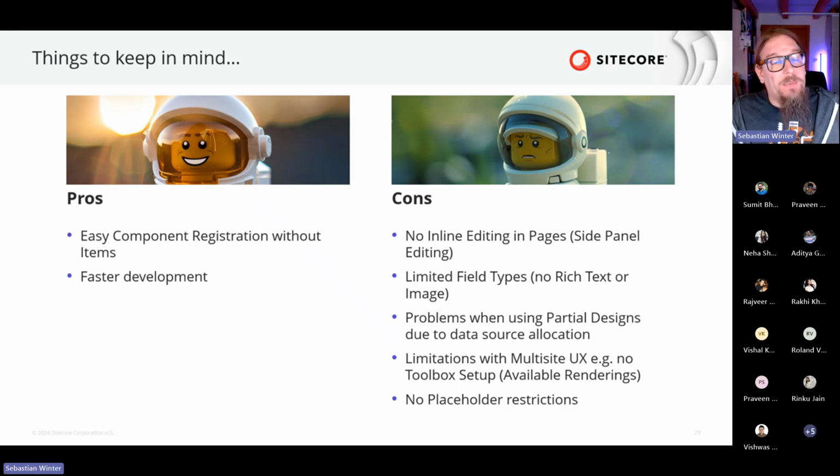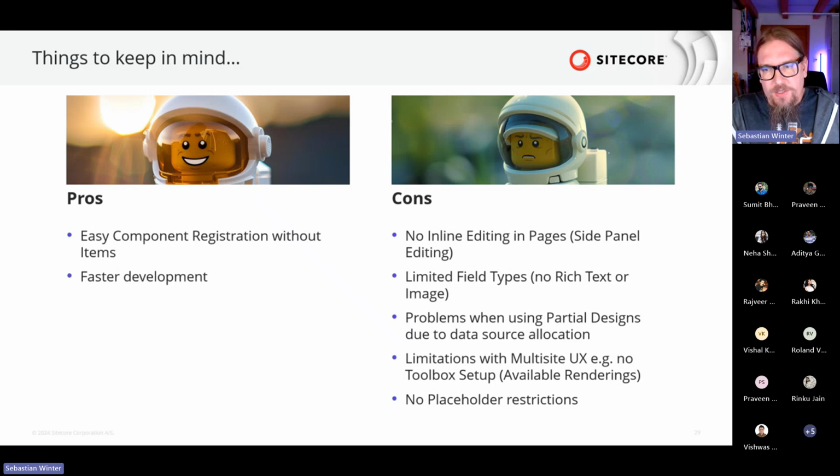A lot of field types are supported. However, some basic ones are not. Rich text, for example, or image are not supported at the moment. So if you want to work with images, you need to solve that with a single line text, pasting in the URL of the image, just like we've seen with the component builder components.